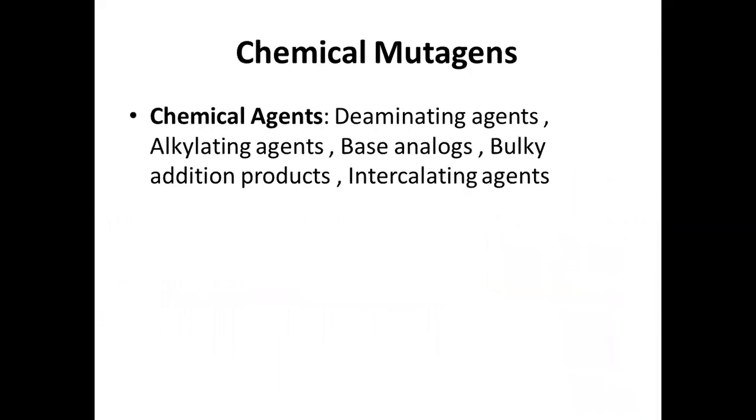And then we have the chemical agents. Among the chemical agents, there could be terminating agents, alkylating agents, base analogs, as mentioned earlier, bulky addition products, or intercalating agents. These are some of the chemical mutagens that we have.